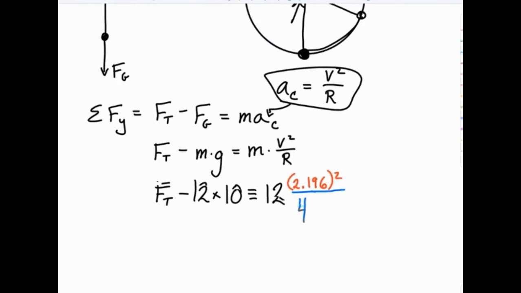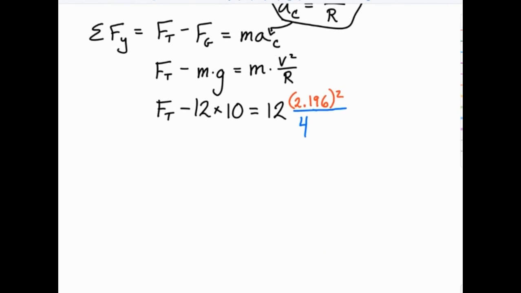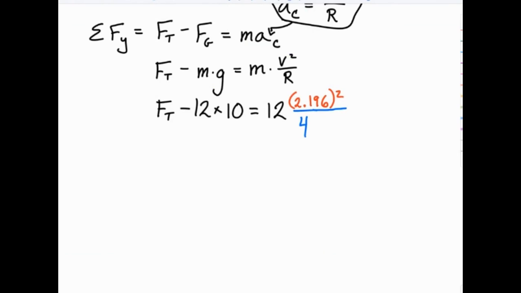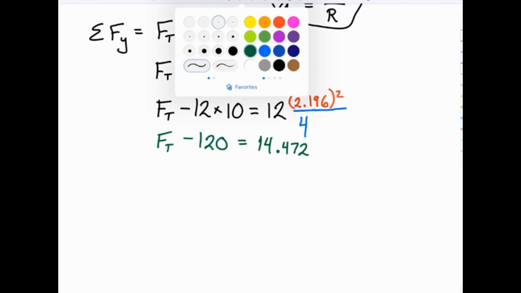All right, so then I just need to solve this. So on the left-hand side, I will have Ft minus 120. On the right-hand side, I'm going to go ahead and type this in the calculator. And I get 14.472. So then all I need to do is add this 120 to both sides.